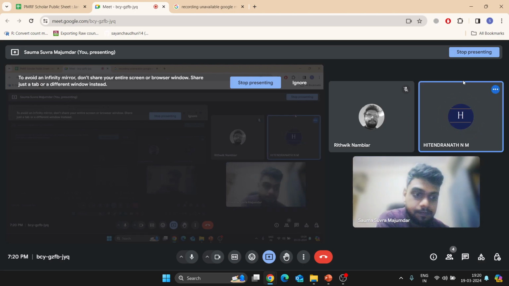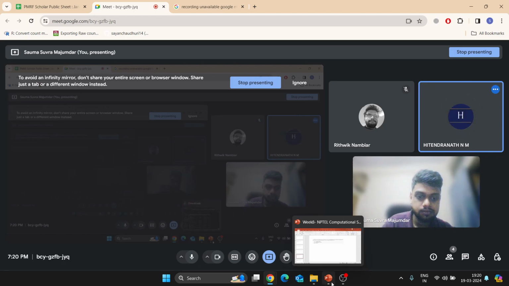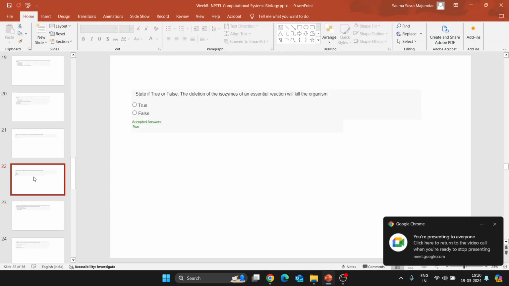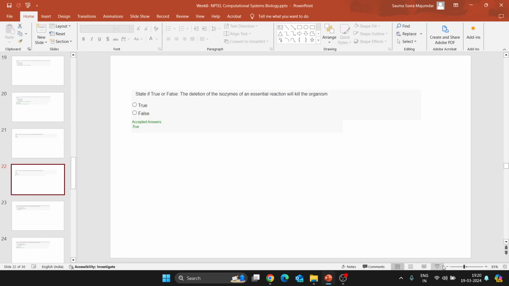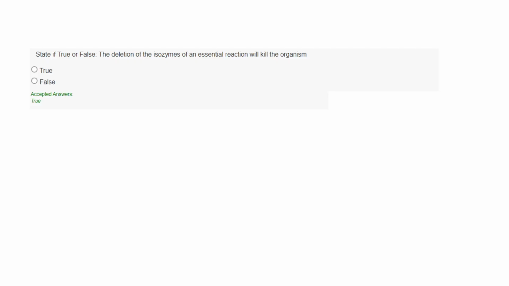Yeah, actually, I have a small query on the previous question. They have mentioned that if you are deleting isozymes of an essential reaction, it may kill the enzyme. So what I think is that isozymes are enzymes having another similar form, right?